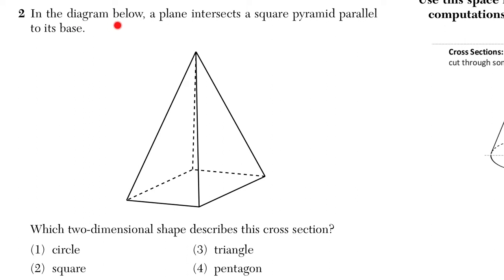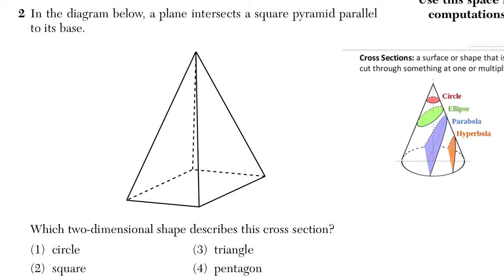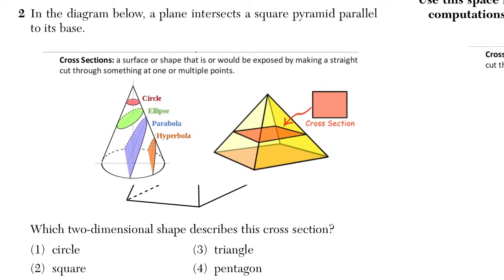Question number 2. In the diagram below, a plane intersects a square pyramid parallel to its base. And this, of course, is the base right here. Which two-dimensional shape describes this cross-section? Is it a circle, square, triangle, or pentagon? Well, I'll recall that a cross-section is the surface or shape that would be exposed by making a straight cut right through it at one or multiple points.